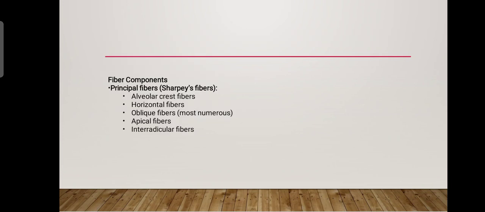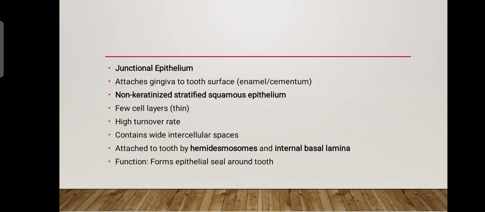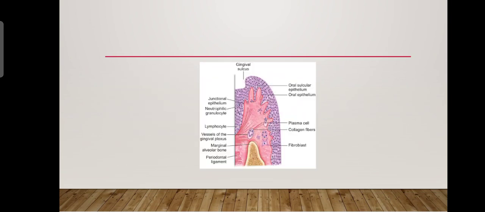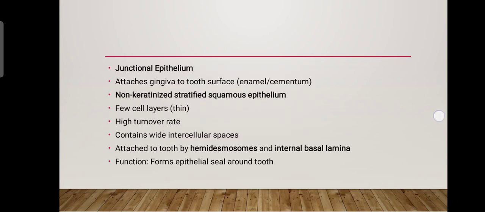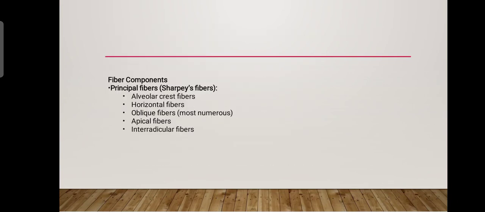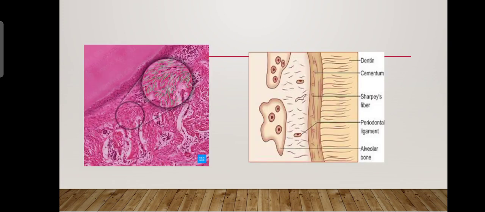The periodontal ligament is composed of fibers. As you can see, there are fibers in the periodontal ligament. The fibers of the periodontal ligament include principal fibers, which are Sharpey's fibers, alveolar crest fibers, horizontal fibers, oblique fibers, which are most numerous, apical fibers, and interradicular fibers. Interradicular are present between two roots, apicals towards the root, oblique which are not horizontal, and alveolar crest fibers are the ones in the bone region.